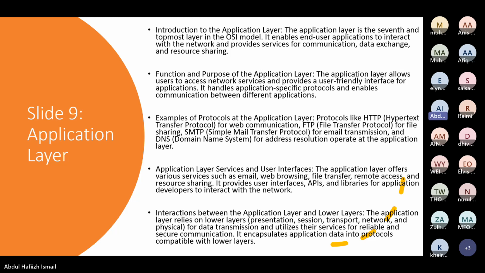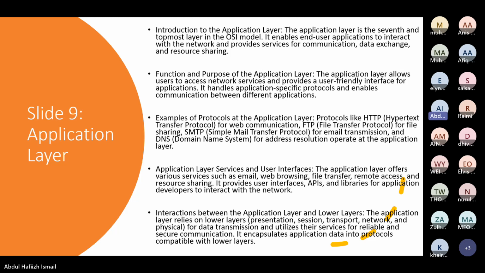And FTP, file transfer protocol, facilitates file sharing between systems. Simple mail transfer protocol, SMTP, is responsible for the transmission of emails, ensuring reliable delivery. So the domain name system translates domain names into IP addresses, allowing us to access websites using familiar names.